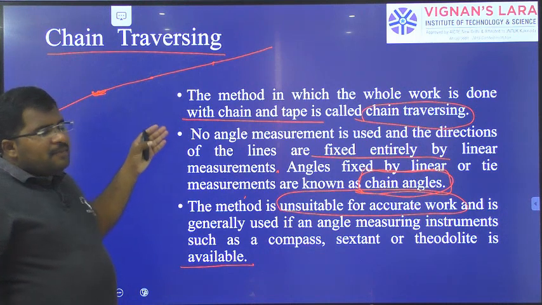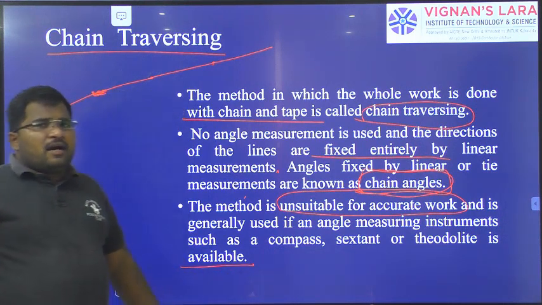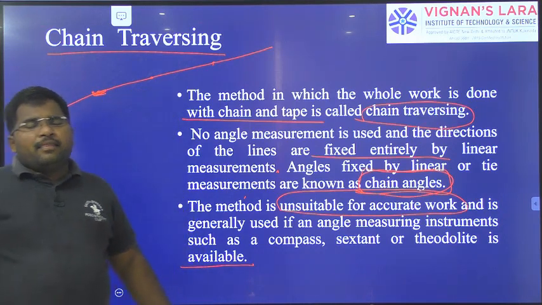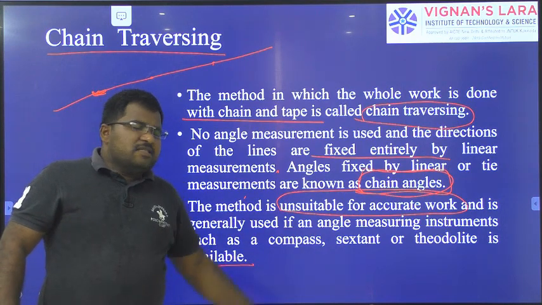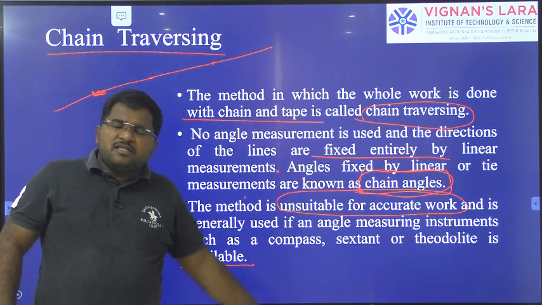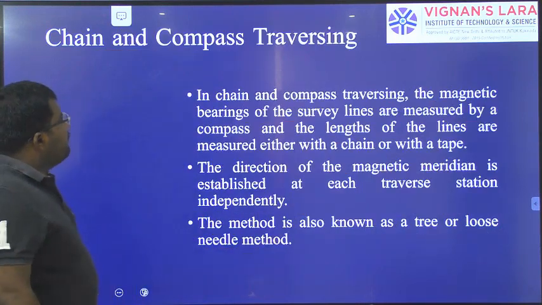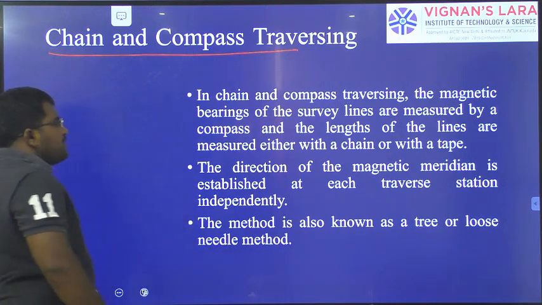So what is chain surveying? Here the traversing is done by only chain or tape. We are not going to use any angle measurement instrument. The angles are fixed ones, and those angles are called chain angles. So this is not an accurate method. Next, move on to the second method, that is chain and compass traversing.